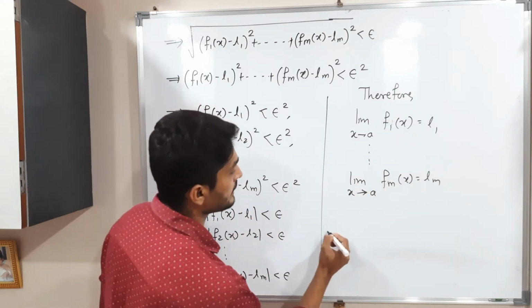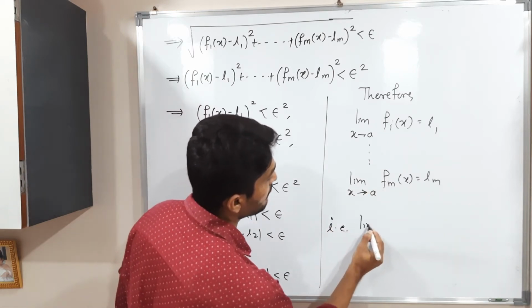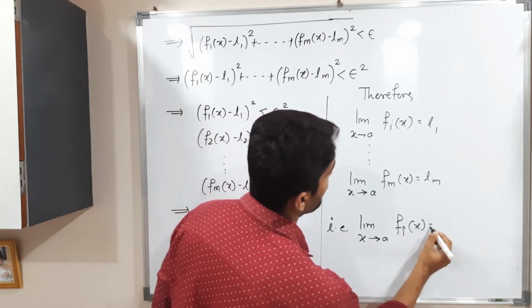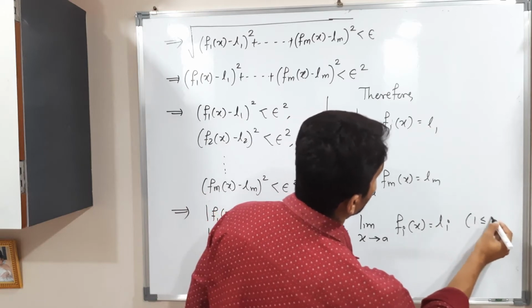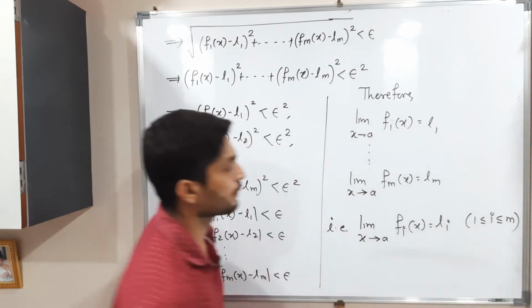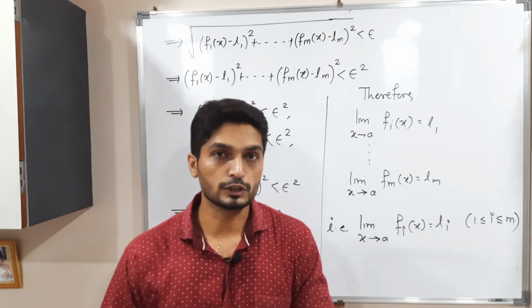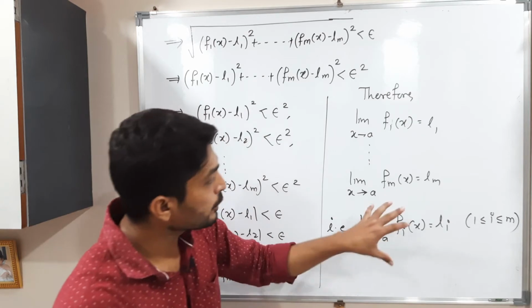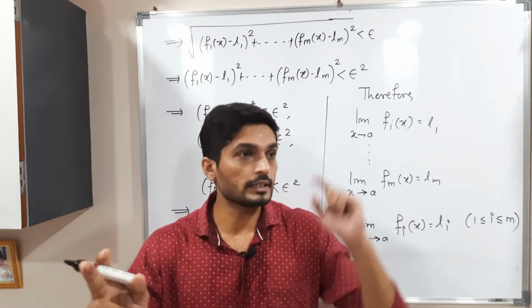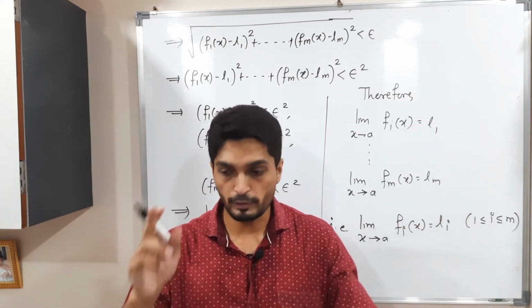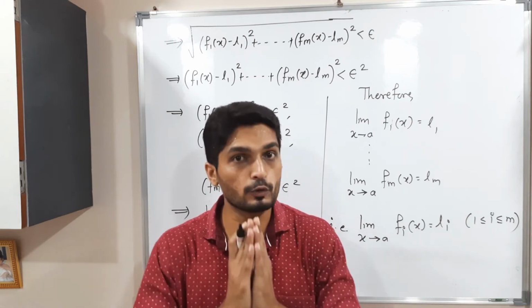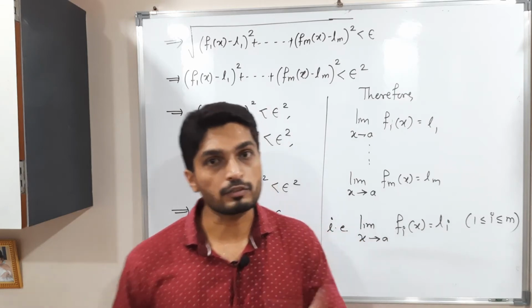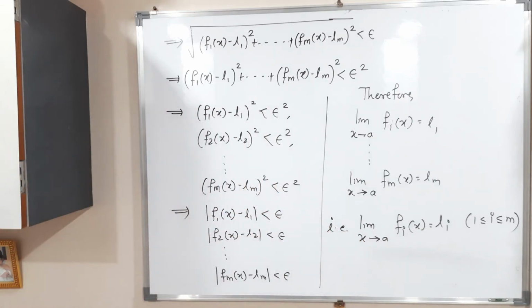So in general we can write, limit as x tends to a of fi(x) is equal to Li for i running from 1 to m, right? In this way we proved the first part. In the second part, that means in the converse part, what we have to do? We have to assume this one: limit of f1 is L1, limit of f2 is L2, limit of fm is Lm, and finally we have to prove the limit of f is L. Make a screenshot of it, and after that we will go for its converse part.